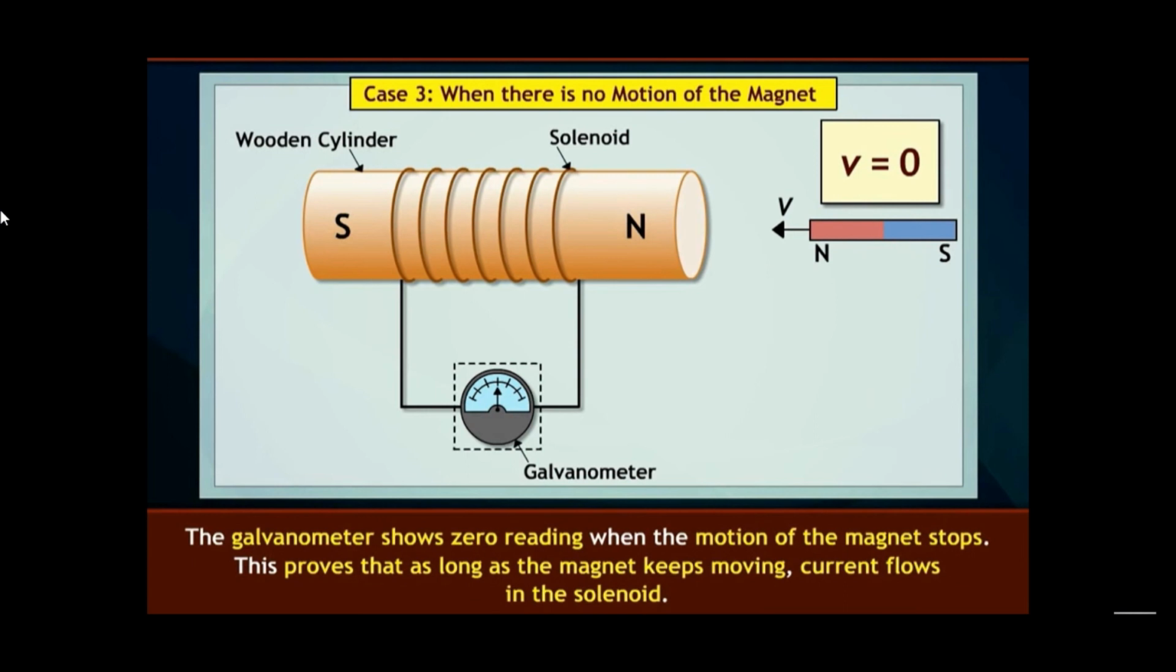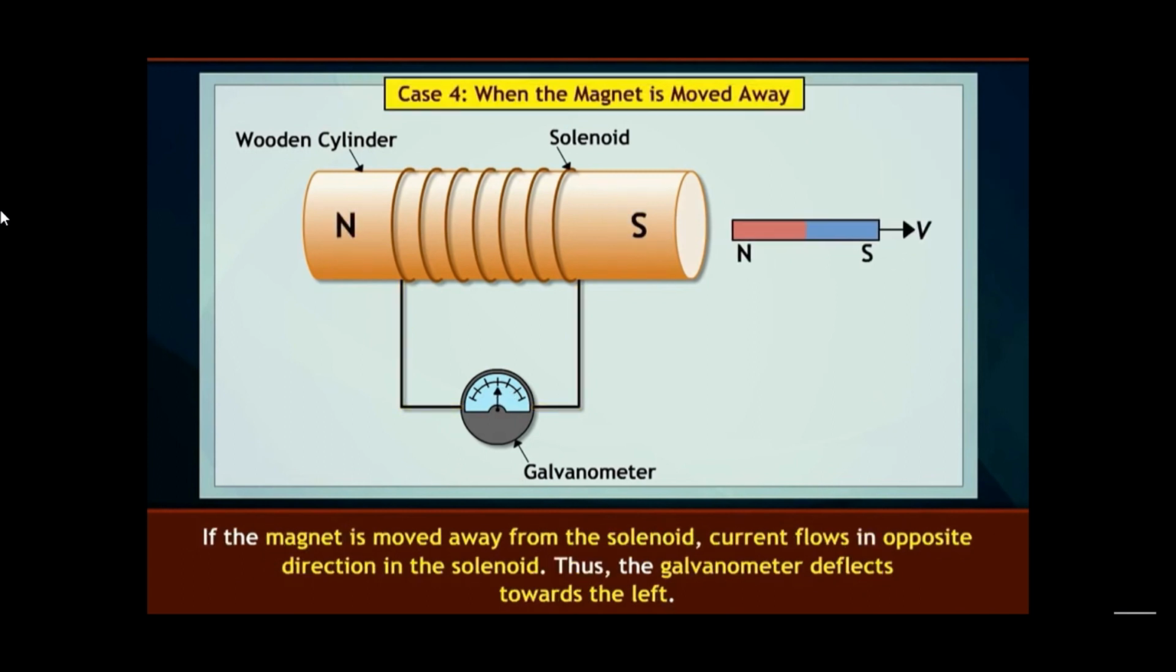The galvanometer shows 0 reading when the motion of the magnet stops. This proves that as long as the magnet keeps moving, current flows in the solenoid. If the magnet is moved away from the solenoid, current flows in opposite direction in the solenoid. Thus, the galvanometer deflects towards the left.